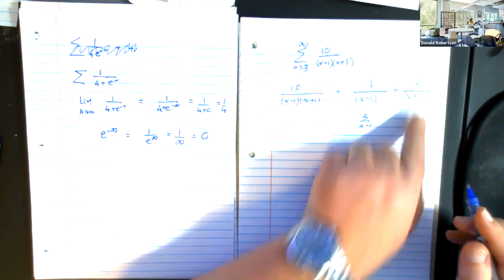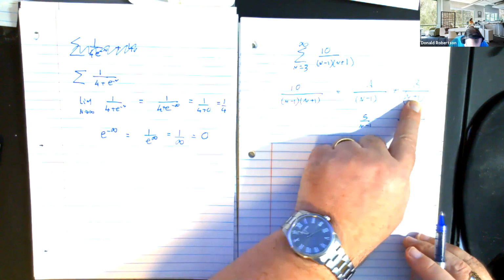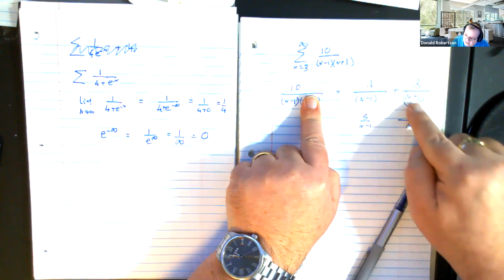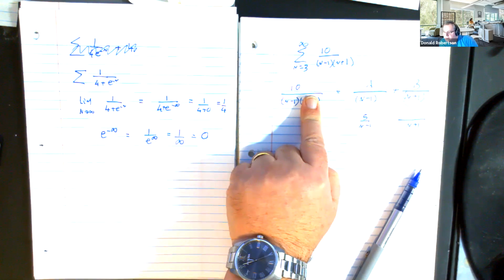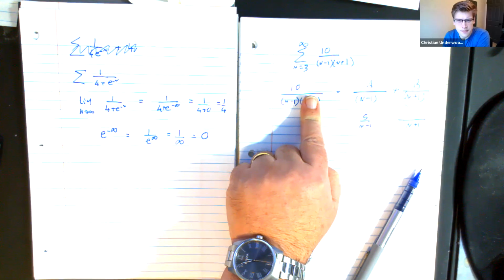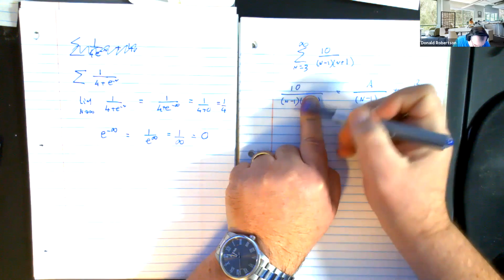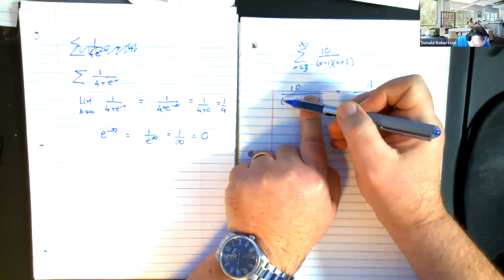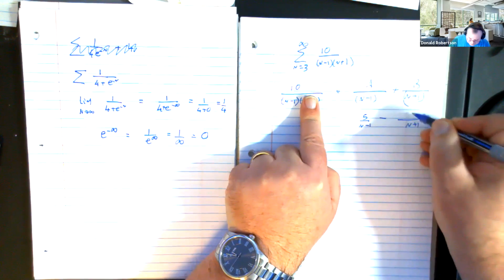Right, let's try the second one. The n plus 1. Cover up n plus 1. What value of n makes n plus 1 equal 0? -1. Right? Plug in -1 to the bit that's left. 10 over -1 take away 1. 10 over -2, -5.